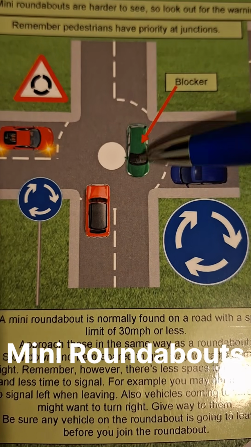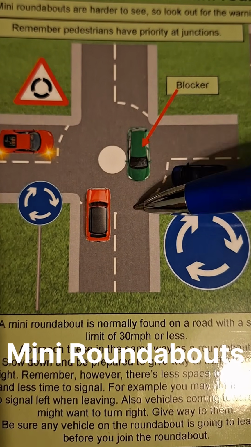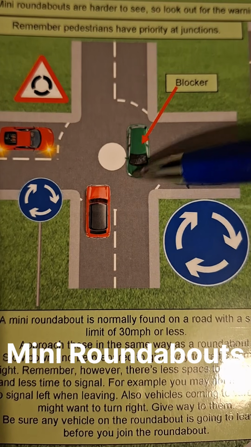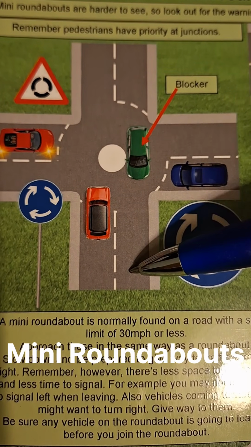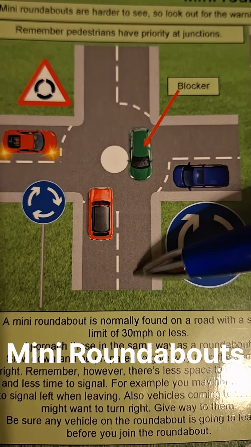But if this car is going straight and it's going at a decent speed and there's no signal, we need to trust the fact that that green car is going to go straight on. Okay, does that make sense?